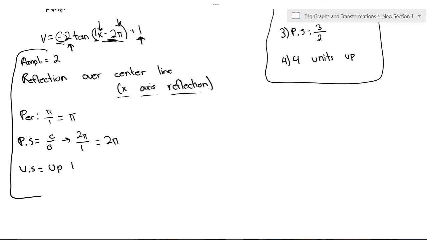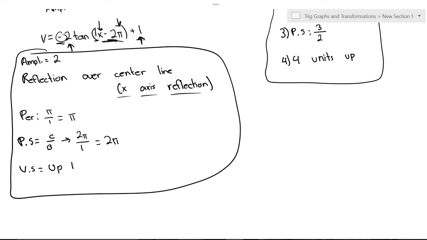So these are all our things, and in order they would be reflection. We would want to reflect over the x-axis. That would be the first thing we would do. And then you could do the amplitude change, then the vertical shift, and then the period and phase shift. Just know that you need to do the reflection first, then amplitude, and then finally the vertical shift. That order is important because it'll change what your graph looks like.